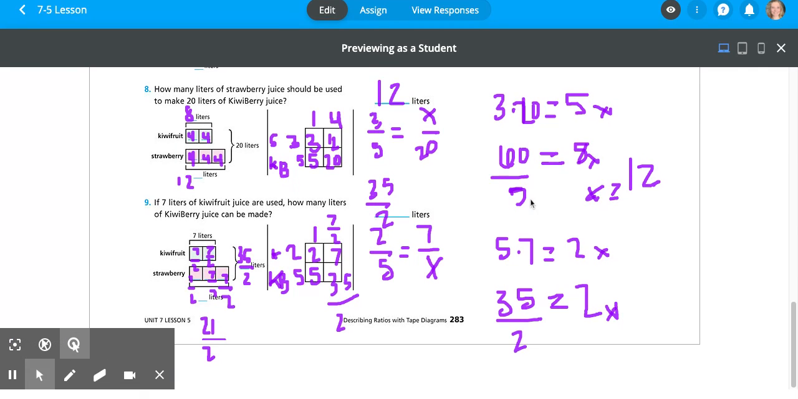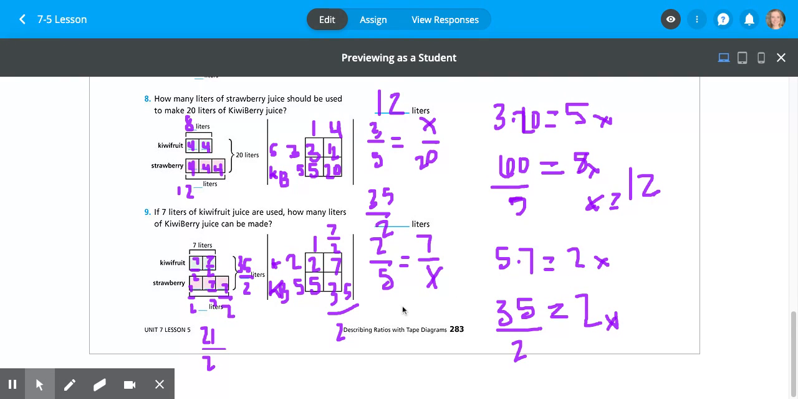And that is also the end of our lesson. So you'll be practicing these different diagrams and solving it the 3 different ways. Remember, as always, I'm here if you need help. Let me know if you have any questions, and you can get started on your math.